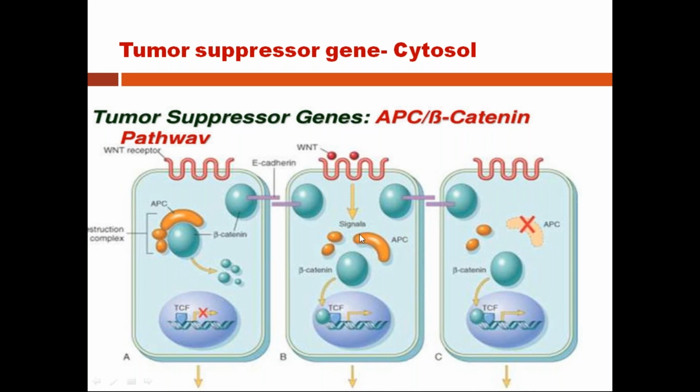What happens? The APC protein gets detached from the beta-catenin. Now beta-catenin is free and it gets translocated to the nucleus, where it attaches to the transcription factor, leading to the activation of transcription factor and favoring cell growth. Okay. Now, when the APC gene is mutated, there is no APC protein at all in the cytoplasm. When APC protein is absent, what happens now?